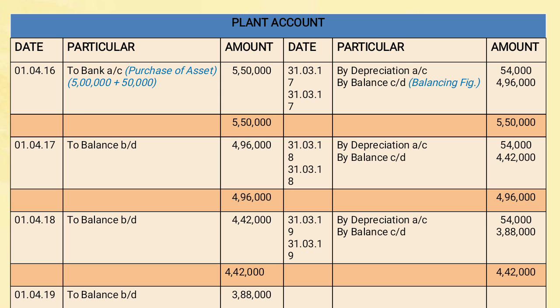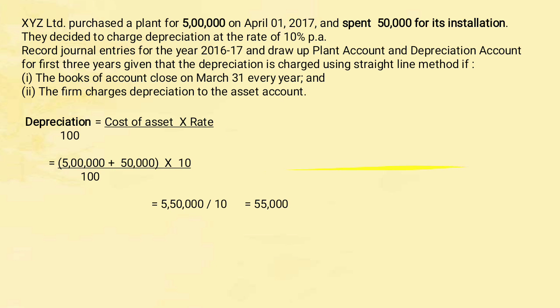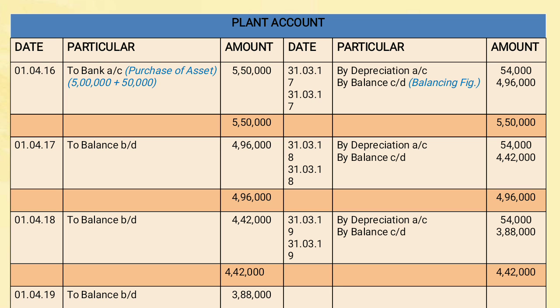So we have fixed depreciation of 54,000 that we have calculated, and here we have to find the total of the debit side, which should be equal to the total of the credit side, 5,50,000. So here we have to calculate the balancing figure, that is 4,96,000, and this balancing figure we have to note down here in the second year, because our closing date is 31st March 2017. So we have to transfer it to the next year, that is 1st April 2017.